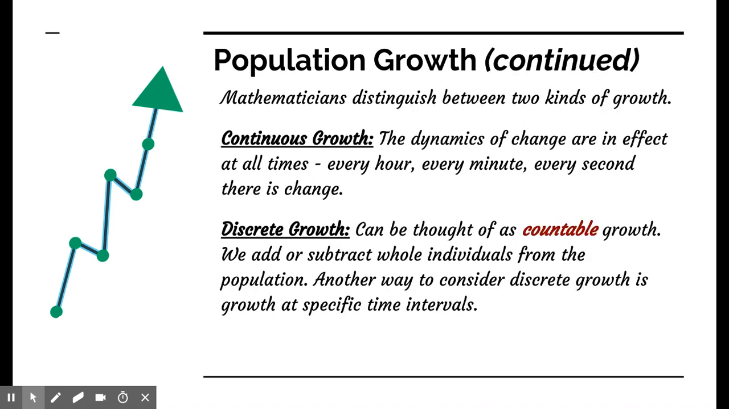The population growth that we're interested in for this chapter is discrete growth, which you can think of as countable growth or growth measured over specific intervals of time. Continuous growth is something you would see with compound interest, where you're computing the interest of every minute, of every second, of every day. There's a change in the balance. So we're not dealing with that in this chapter, just the discrete growth.